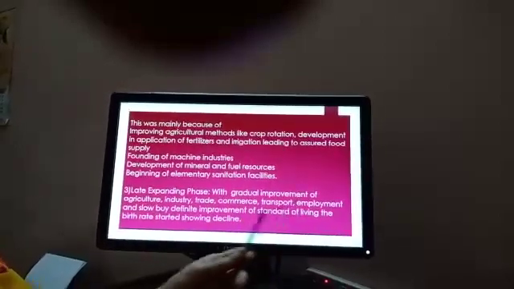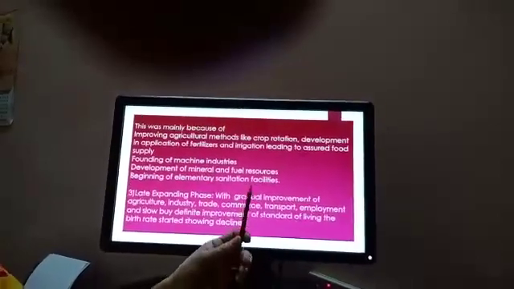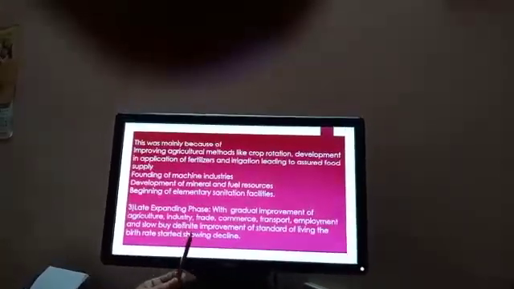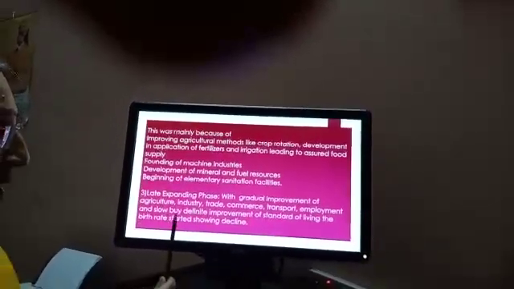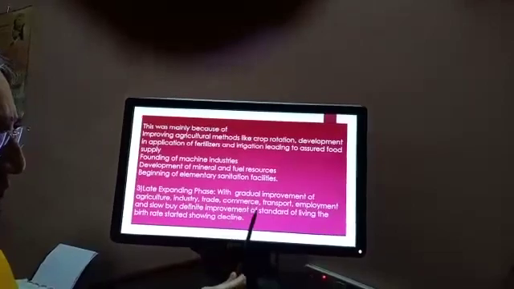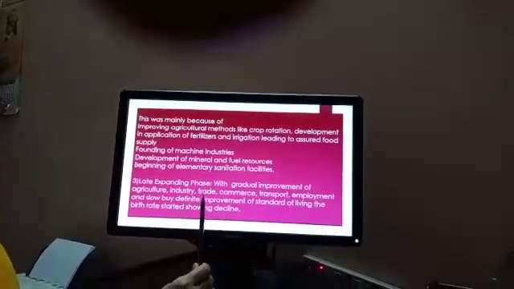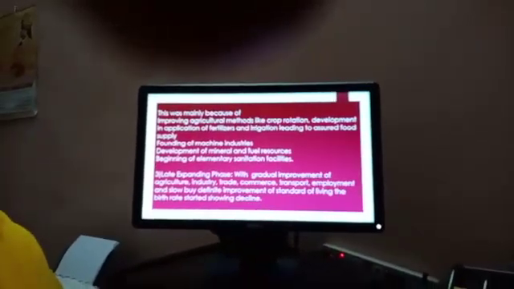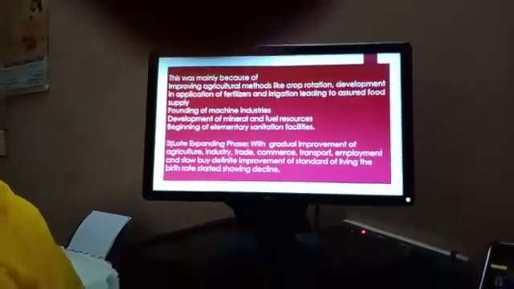With gradual improvement of agriculture, industry, trade, commerce, transport, employment, and slow but definite improvement of the standard of living, the birth rate started showing a decline. So these are all the reasons why the standard of living improved and the birth rate started showing a decline.